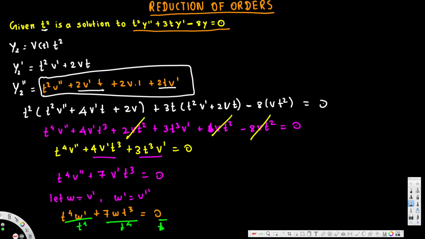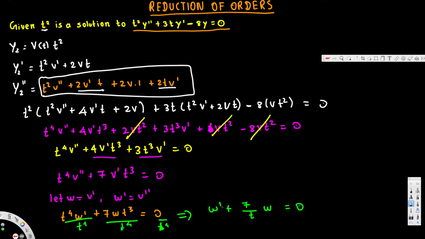If we divide everything by t to the power 4, we will get w prime plus 7 over t w equal to 0. Now we have w prime plus 7 over t w equal to 0. The next thing is we have to see whether it is separable, or we have to find an integrating factor. We have to decide which one we are going to do.